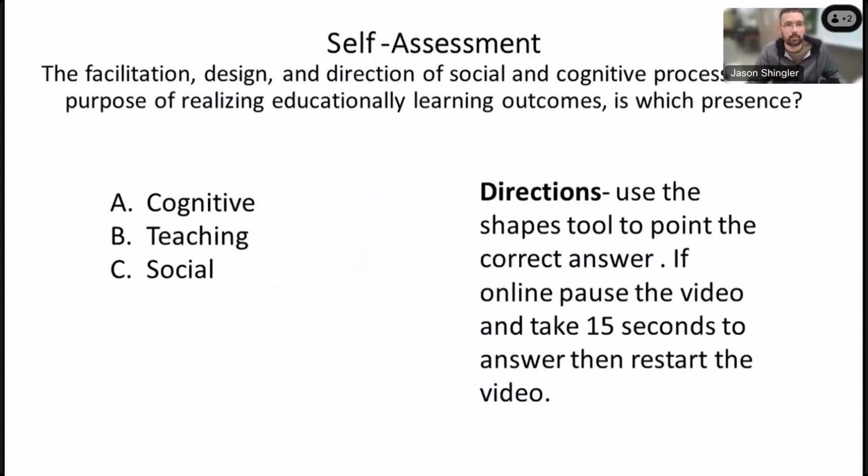And so I have another assessment. The facilitation and design and direction of social and cognitive process for the purpose of realizing educationally worthwhile learning outcomes is which presence? If you could use the shapes tool to put a shape around the correct answer. And if you're online, please pause the video for 15 seconds. Then once you write down the answer, go ahead and restart the video for me. And yes, it is teaching. Thank you for answering that.